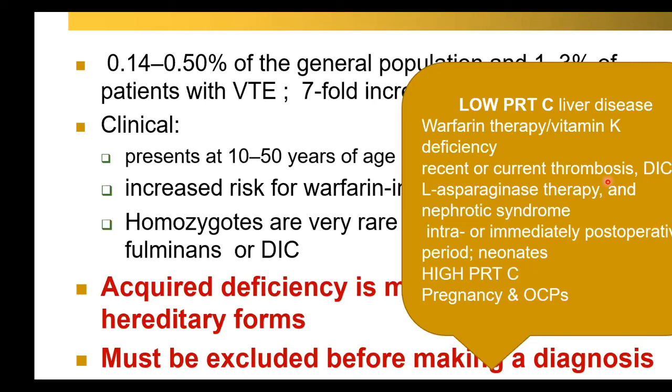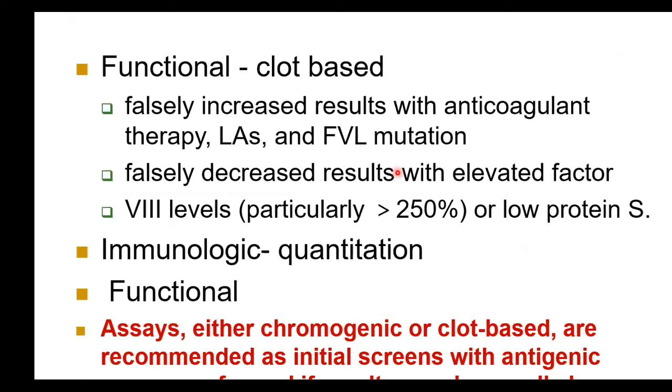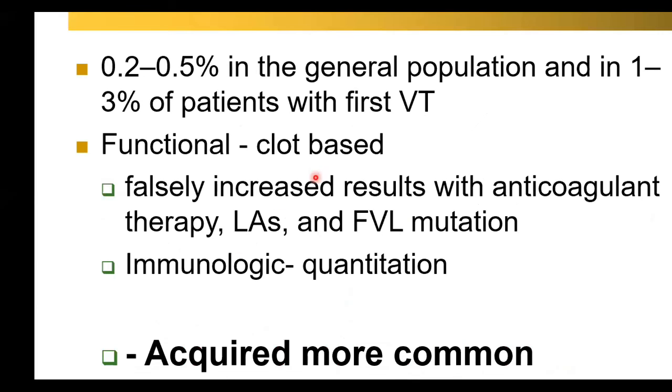So when you have low protein C, you need to consider all these reasons before considering that it is a hereditary cause. Lab diagnosis, again, is functional or immunogenic, and whatever it is, the initial screen should be confirmed by genetic testing for accurate diagnosis. The same thing goes for protein S deficiency also.